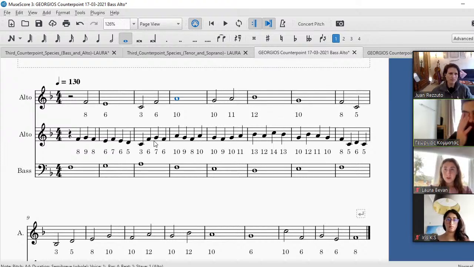So I wouldn't have this counterpoint. You will do a free counterpoint, but not fourth species. Wait, what fourth species? Like third species, I keep putting. It's very confusing because first species is one to one, second species is two to one, third species is four to one. Yes, I get it.